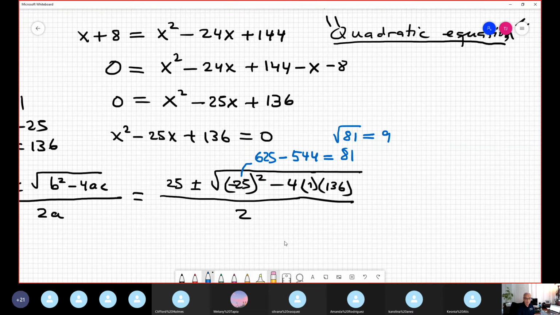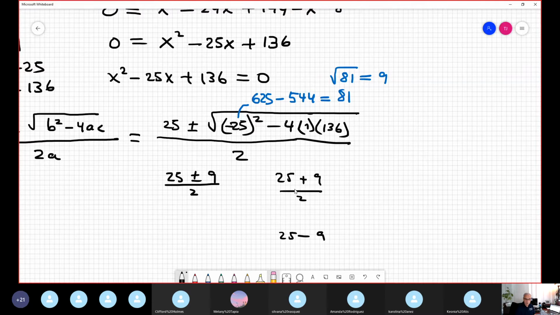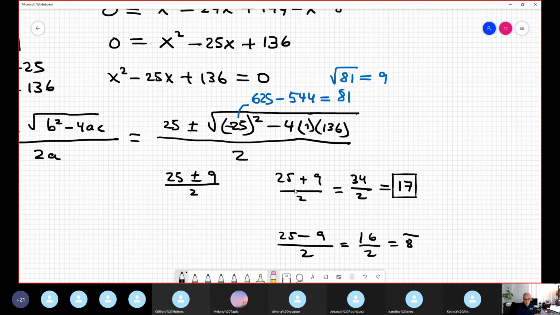Okay, so far we have 25 plus or minus 9 divided by 2. Separate into pieces: 25 plus 9 divided by 2, and 25 minus 9 divided by 2. 25 plus 9 is 34, divided by 2 is 17. And this is 16, yeah, divided by 2 is 8. So we have two potential solutions.